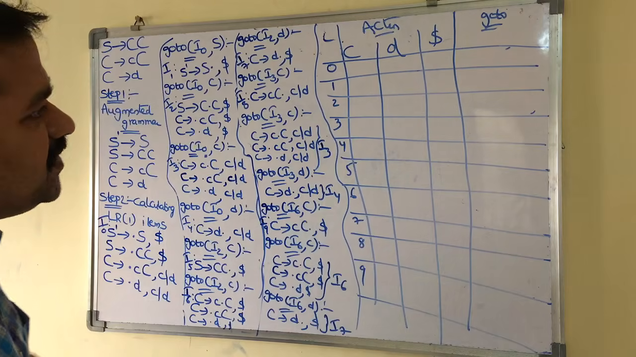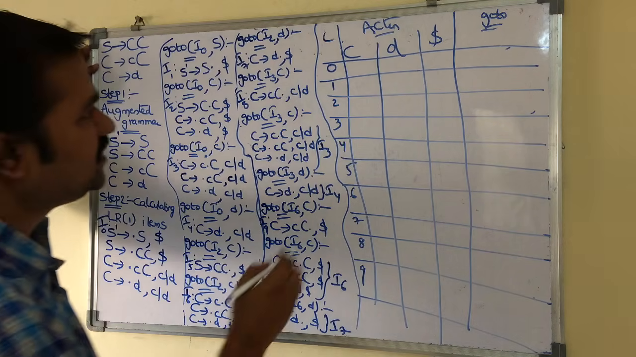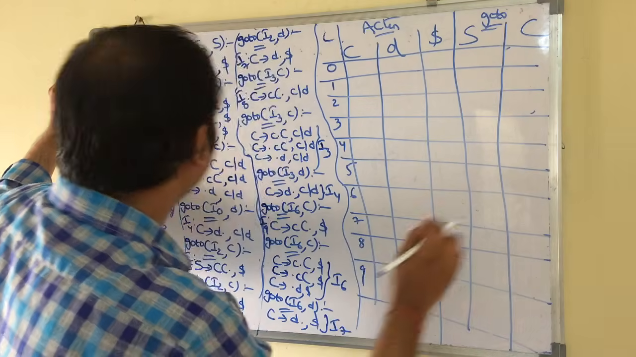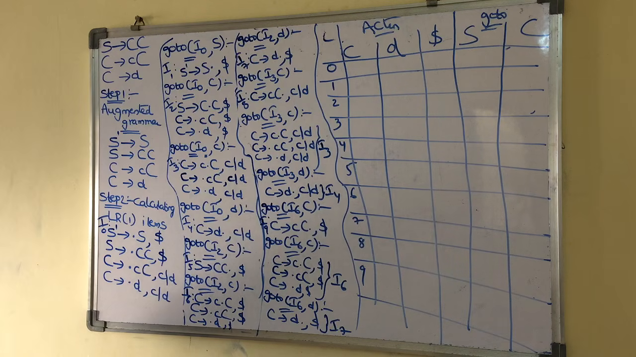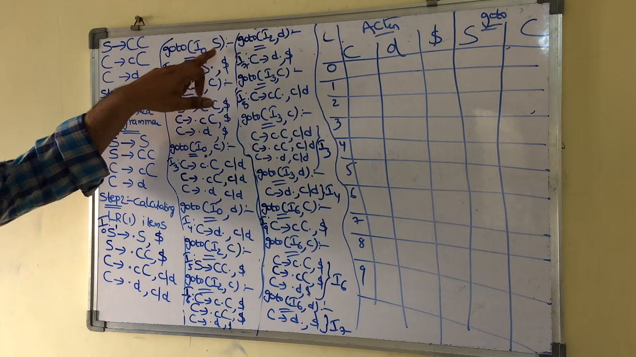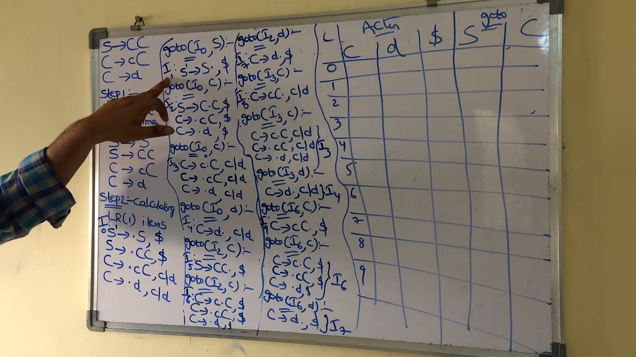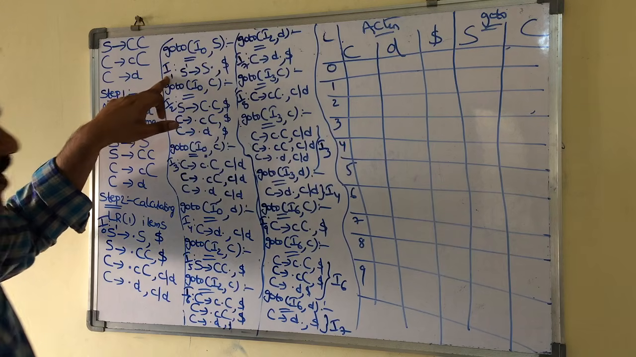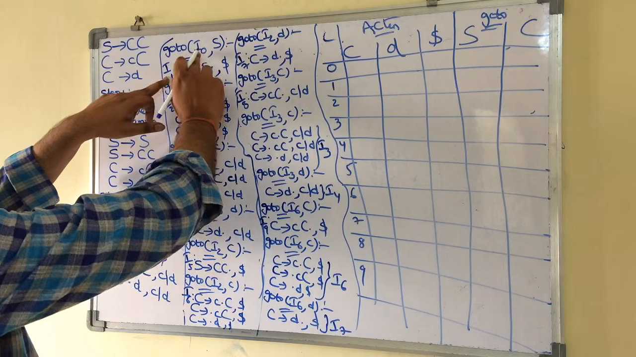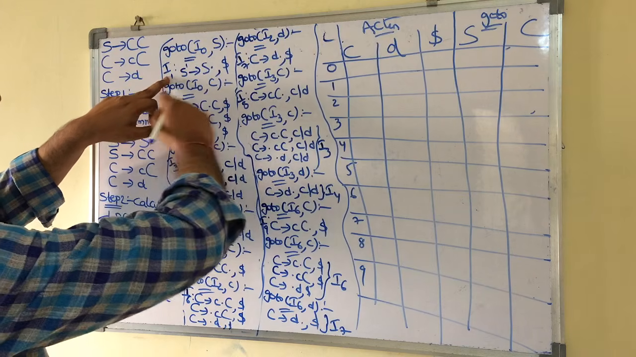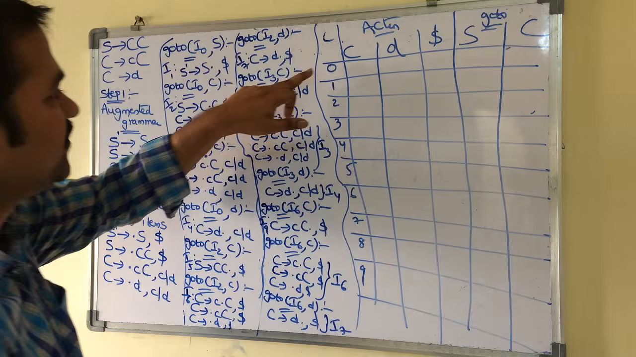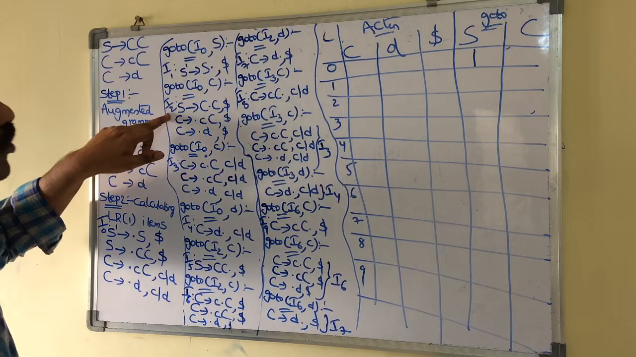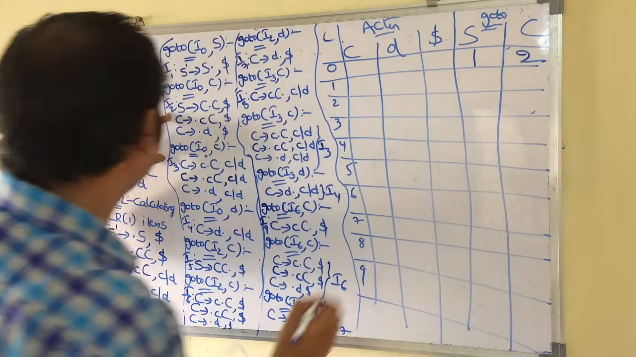Next, the goto part is nothing but non-terminals. The non-terminals of the grammar are capital S, C. So what is the first one here? First goto here: 0 S means 1. So if we apply S on 0, then we will get state number 1. I0 is nothing but 0, I1 is nothing but 1 here. Next, 0 C means 2.